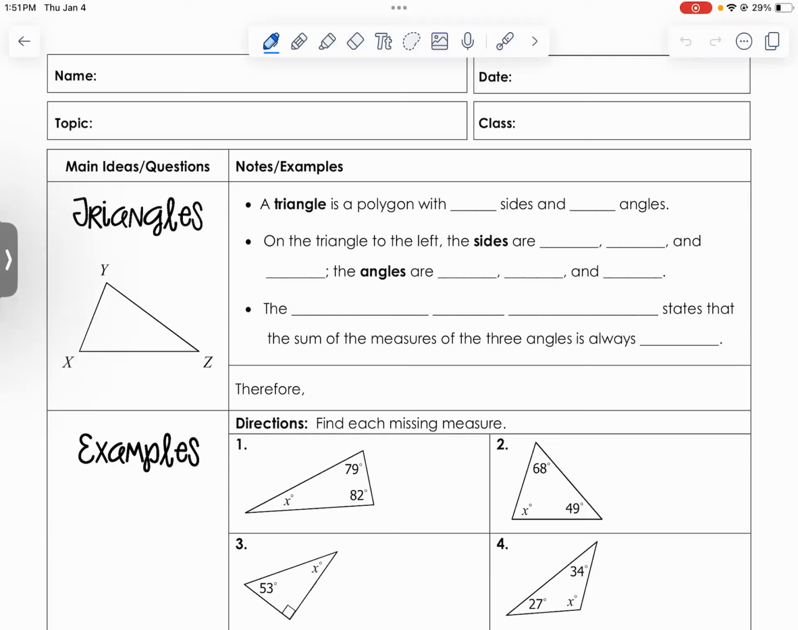All right, let's figure out the boring stuff first. How many sides does a triangle have? How many angles? 3. Okay. You are so awesome. So we're on page 1. And it says page 1. Can you find it?